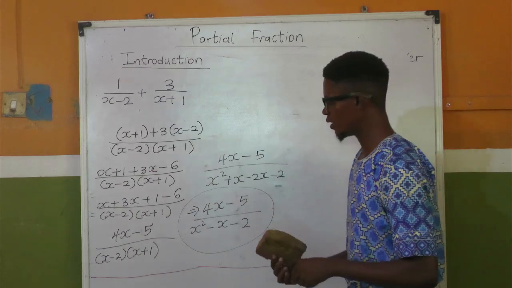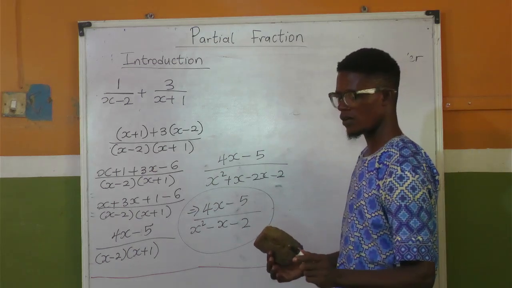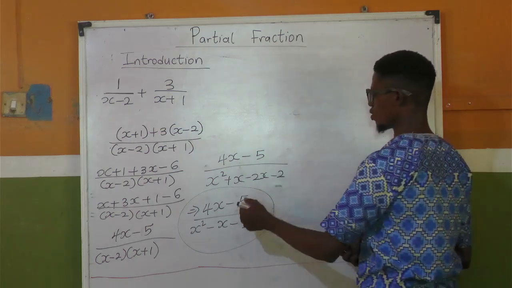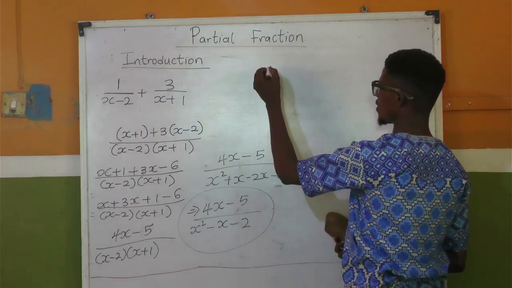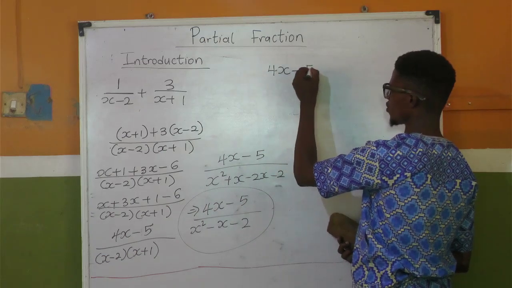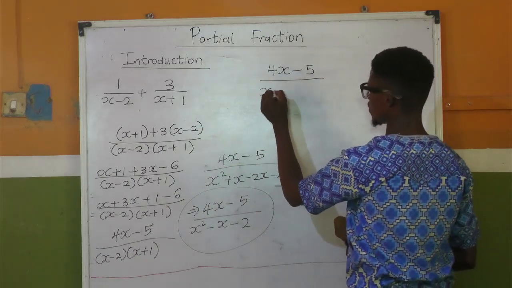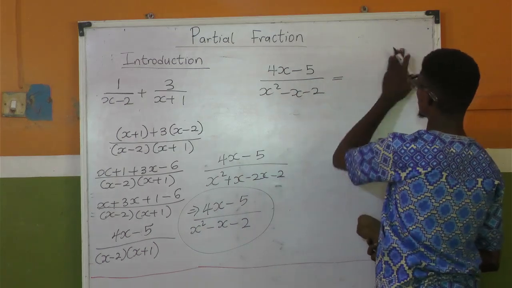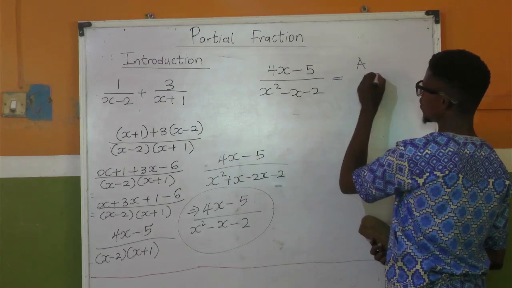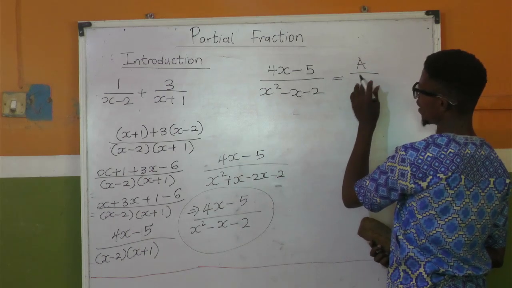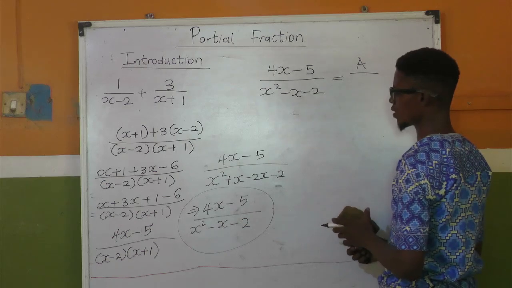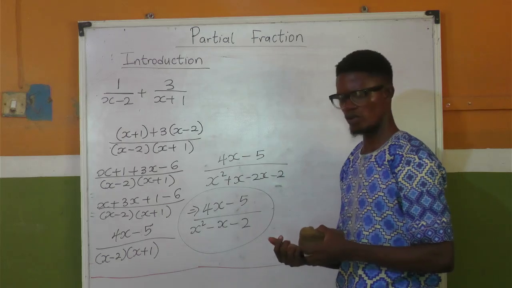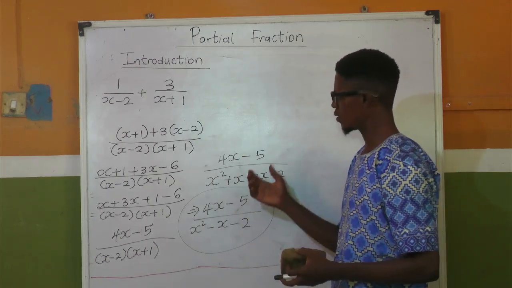For the first method we are going to look at in the next example, when we want to split an expression like 4x minus 5 over x squared minus x minus 2, we're simply going to say A over whatever we have here. We'll still get to that point, but let me just take us ahead of the class. In the next tutorial video, I'm going to introduce how to solve the various methods that you have under partial fractions.